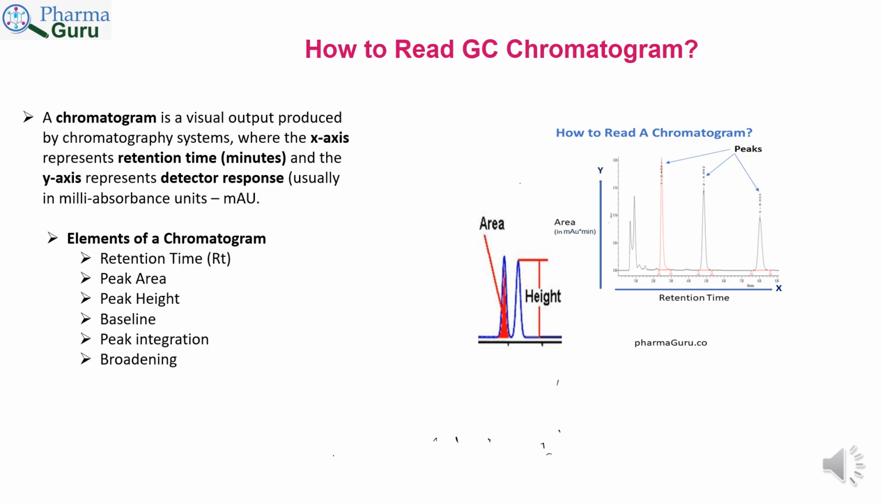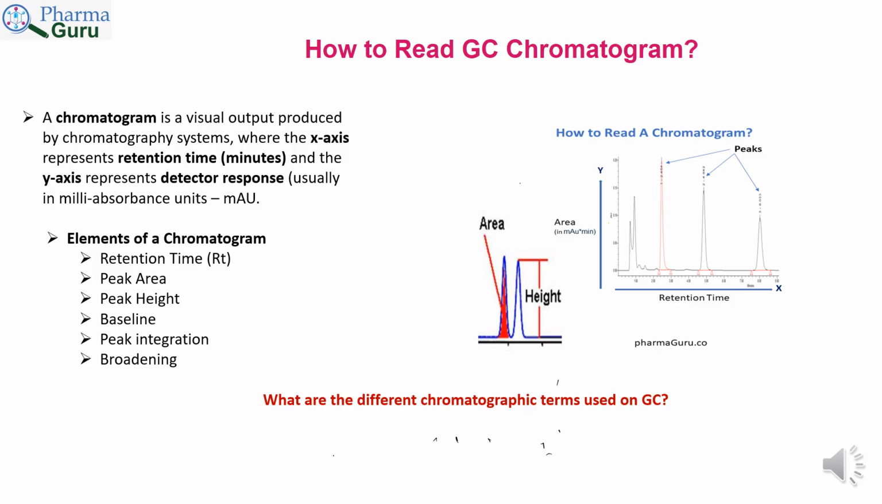Broadening or peak broadening. See, these peaks are sharp, but if your column is not good, then shape of the peak may change and they may take more time to elute. Means peak size is deviating from its original size. It is taking a lot of time in elution. This phenomena is called peak broadening.